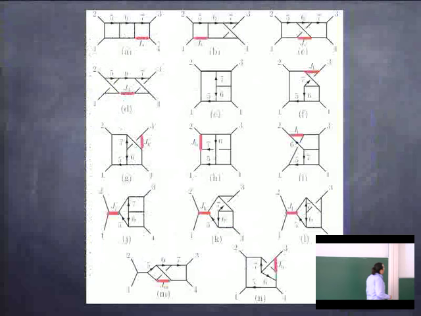What do you mean independent? Well, you do the Jacobi relations and I solve for everybody in terms of this guy. Yeah, I solve for everybody in terms of this guy, and these guys vanish.